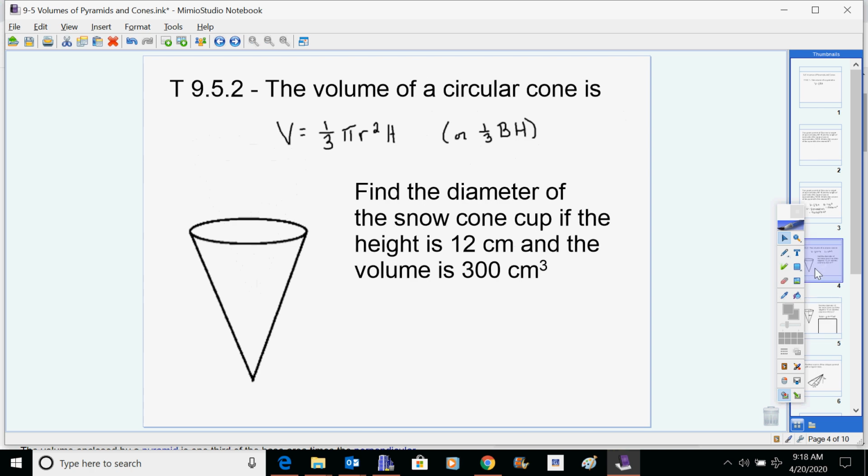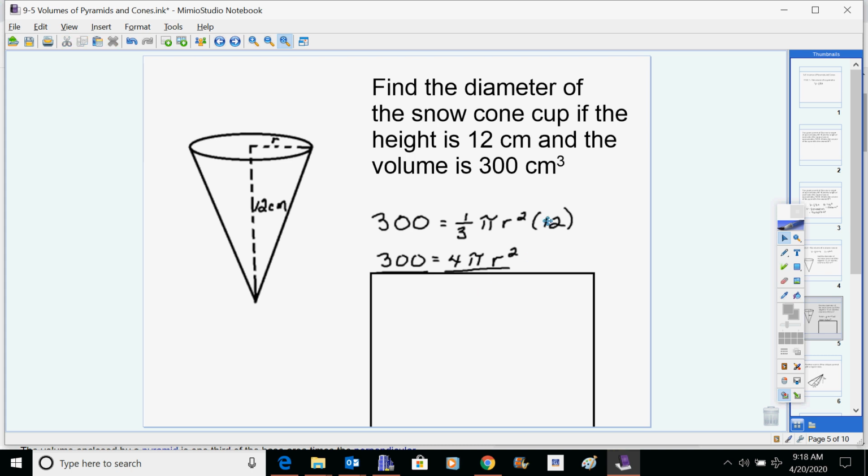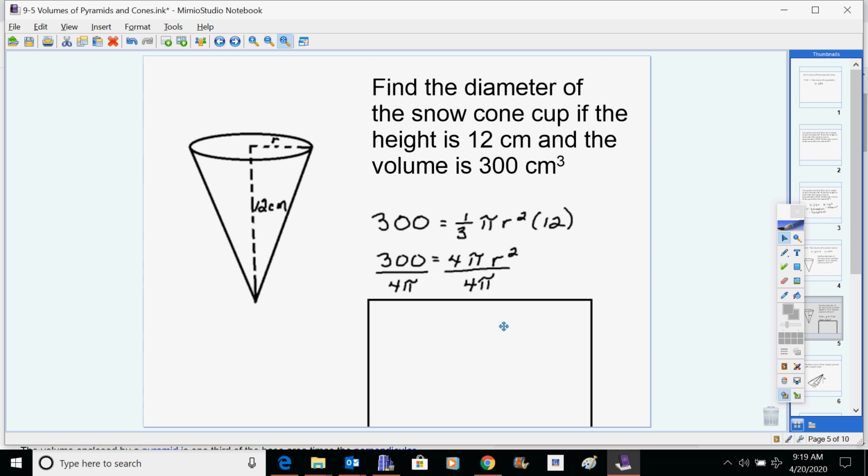Let me go back to here. Yeah, we know the height. We're trying to find the radius. So we have 12. And so we can manipulate that just a little bit so that you're taking 1/3 times 12. Remember, multiplication is commutative, so I can put the 1/3 next to the 12. So I get 4 pi r squared equals 300. I'm trying to get the r squared by itself, so I can divide both sides by 4 pi.